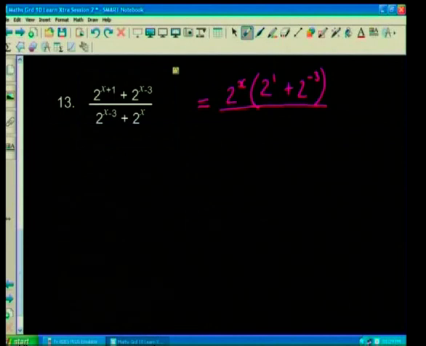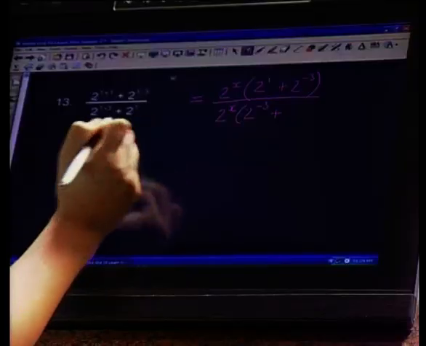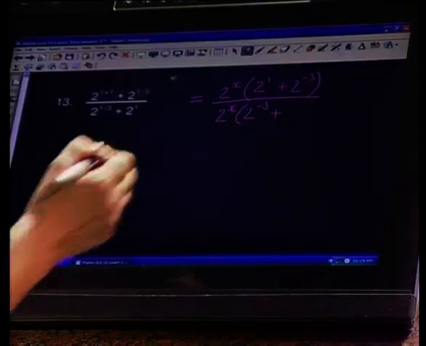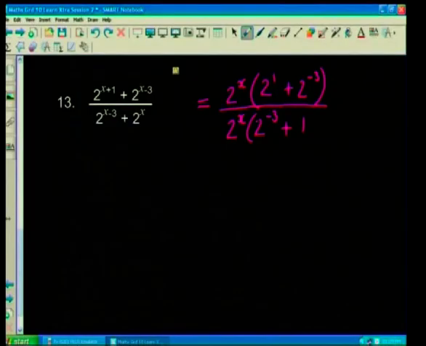Let's go to the bottom, where we decided that our common factor was going to be 2 to the power of x, and we are left with the minus 3 in the exponent, but we need to have the base attached to it as well, so 2 to the negative 3, and then of course 2 to the power of x, if we take it out over here, we're left with nothing but the tombstone. You must remember to put the 1, it does change your answer if you don't put it there.